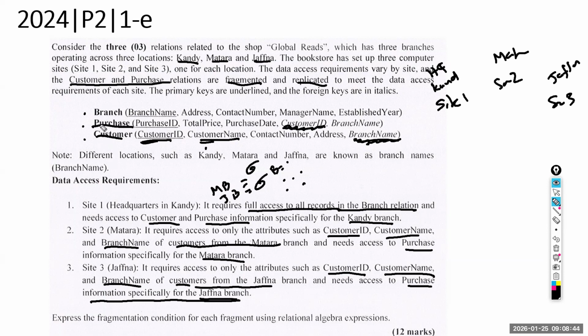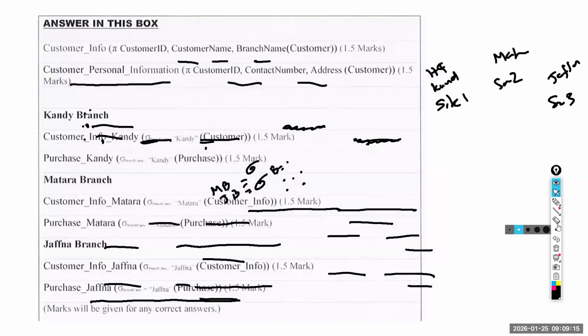So we are going to do both horizontal and vertical fragmentation here, but here only horizontal fragmentation. Okay. Branch also we are going to do horizontal fragmentation, but you don't need to horizontally fragment for Kandy because Kandy needs all. So those are the fragmentations required, but you need to write it in sigma pi notation. Okay. And so let's see the examiner's answers.